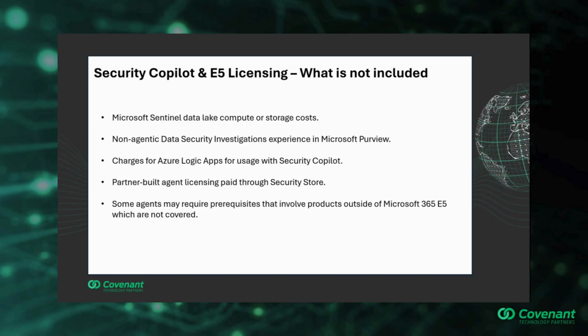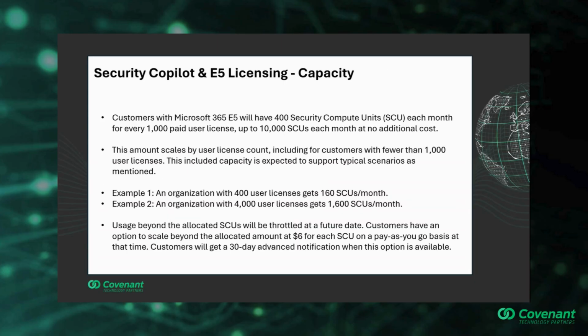To simplify, the point being made is that the licensing advantage for the E5 with Security Copilot is the compute units. So for every 1,000 paid licenses for Microsoft E5, 400 security compute units are allocated monthly. It is not cumulative, meaning it doesn't roll over for the next month. It's 400 security compute units that reset every month.